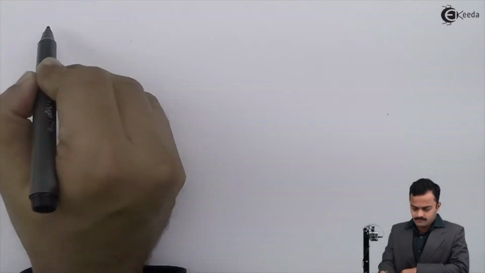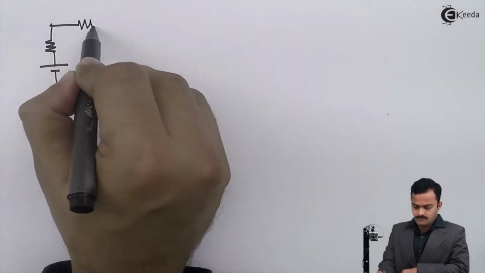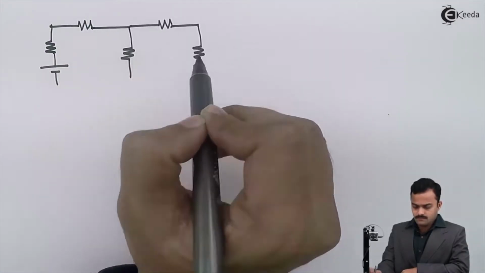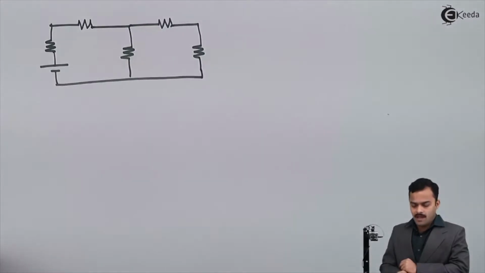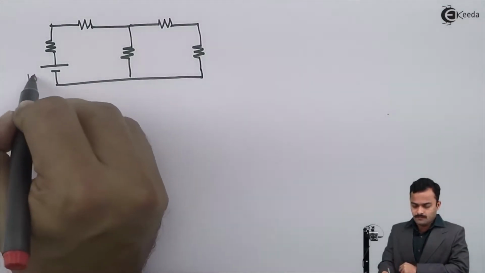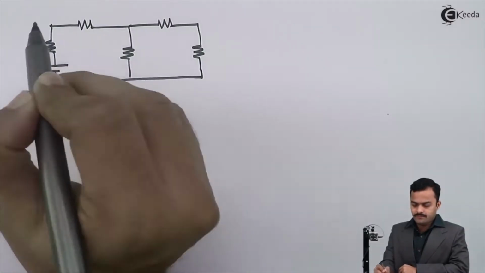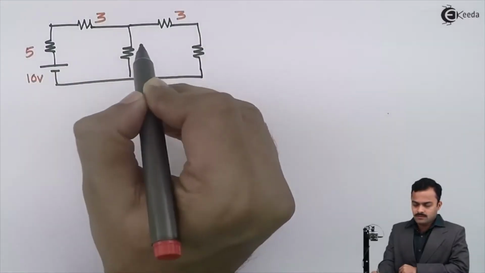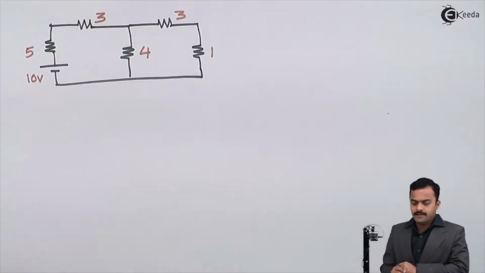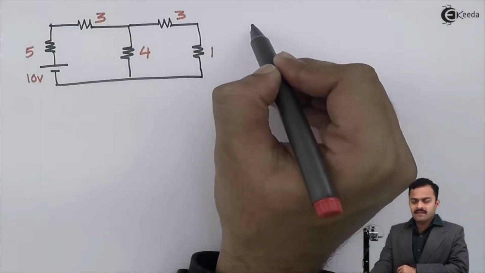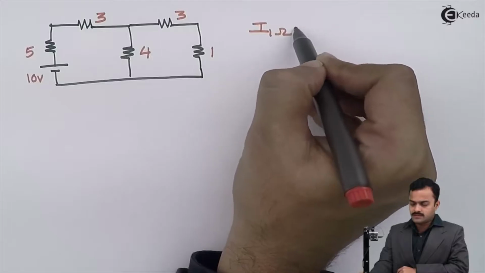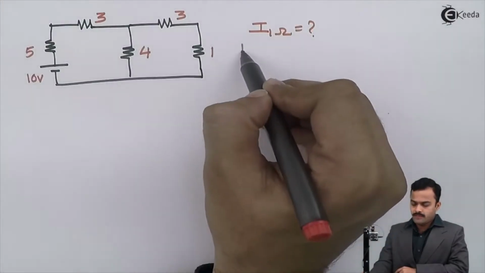In this video, we are going to see the application of mesh analysis technique to solve a simple circuit. So let's take a circuit. In this circuit, I am having a battery of 10 volt and a number of resistances are connected. I will have the values 5 ohm, this is 3 ohm, this is also 3 ohm, 4 ohm and 1 ohm. The objective is to find out the current flowing through the 1 ohm resistance using mesh analysis technique.